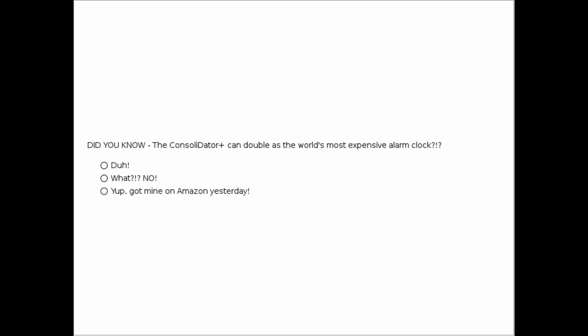And it looks like we have one more poll. And the poll is, did you know that the ConsoliDator Plus can also be used as the world's most expensive alarm clock?